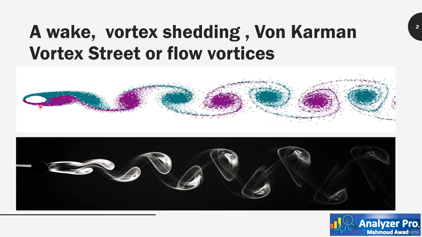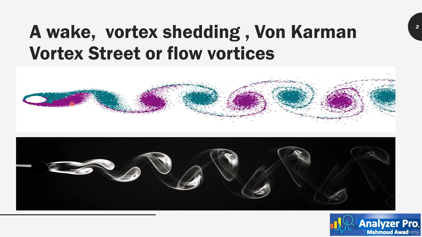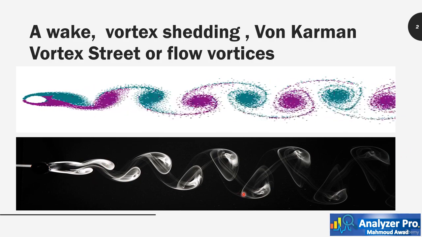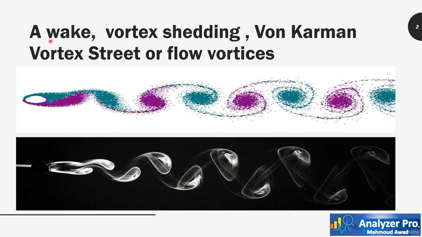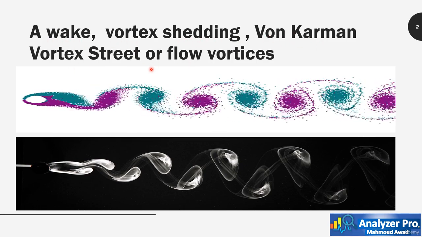First, we need to understand these facts. When a fluid flows around a blunt object in its path, vortices are formed downstream of the object. This is commonly referred to with many names: a wake or vortex shedding, von Karman vortex street, or flow vortices.